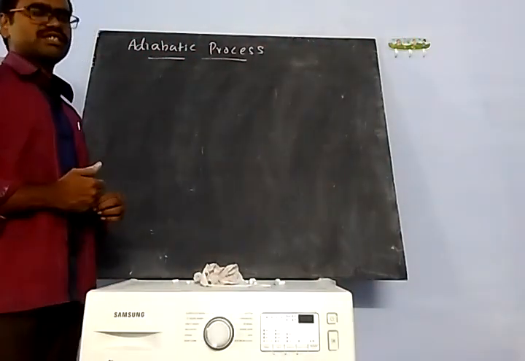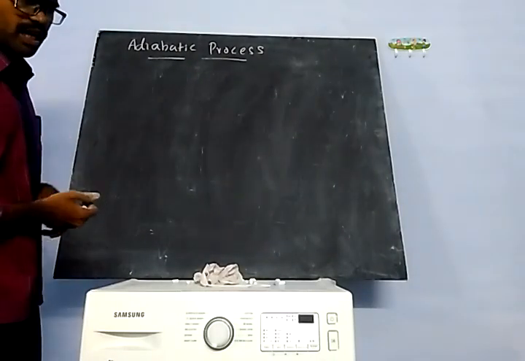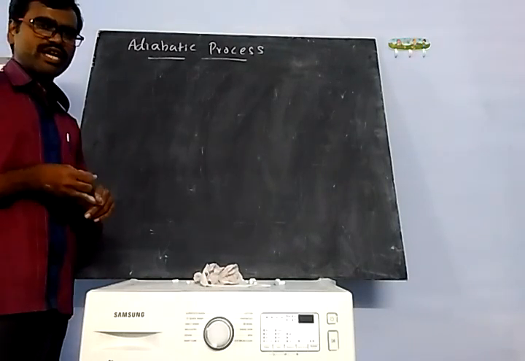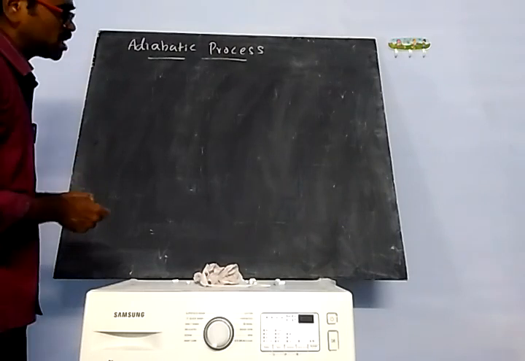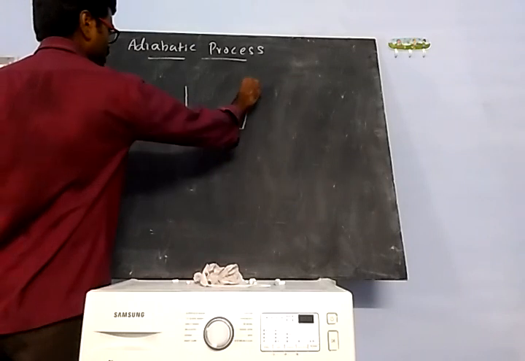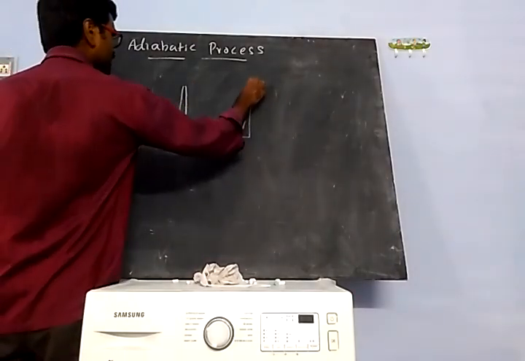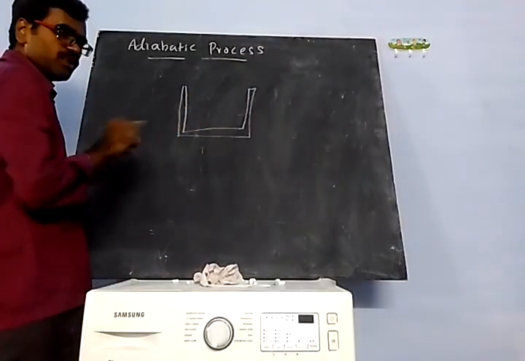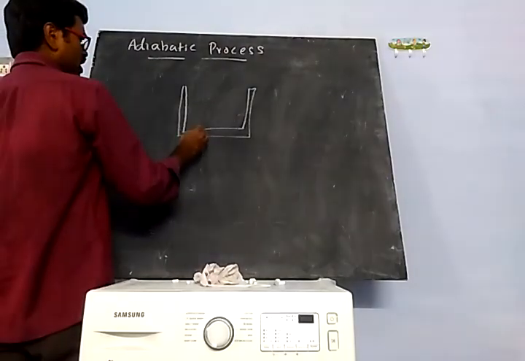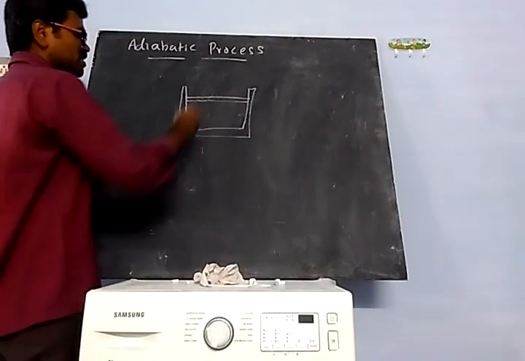Hello students, next we are going to discuss the adiabatic process. In an isothermal process, pressure and volume are the two variable quantities and temperature is constant. But here, consider one piston. The whole piston is fully coated with insulating material, because there is no heat energy entering or leaving the system.